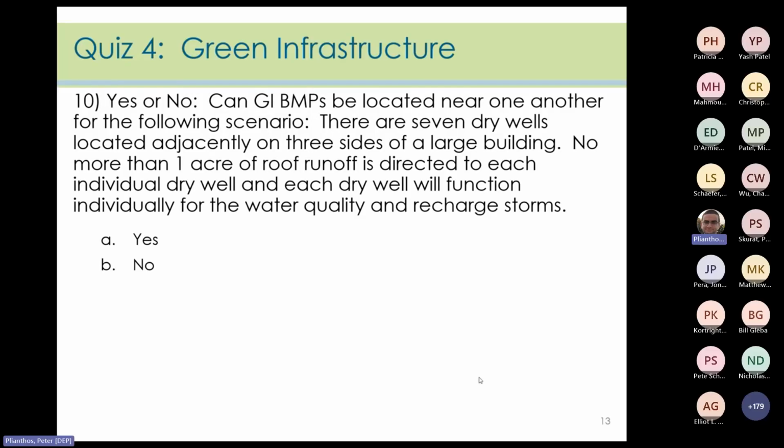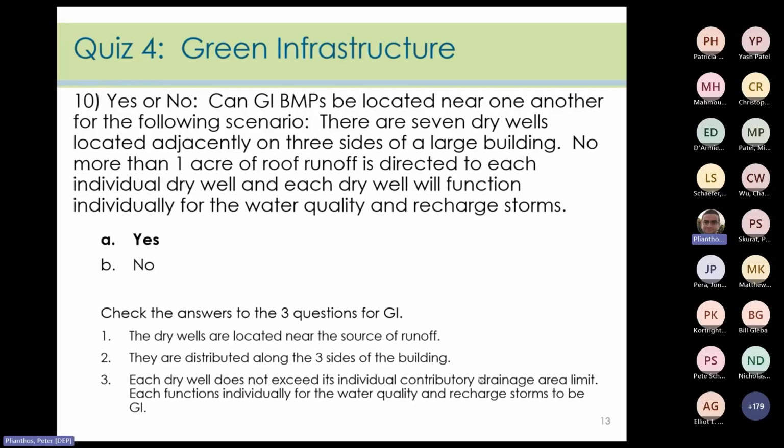Number 10. Yes or no? Can GI BMPs be located near one another for the following scenario? There are 7 dry wells located adjacently on 3 sides of a large building. No more than 1 acre of roof runoff is directed to each individual dry well, and each dry well will function individually for the water quality and recharge storms. And the correct answer here is yes.